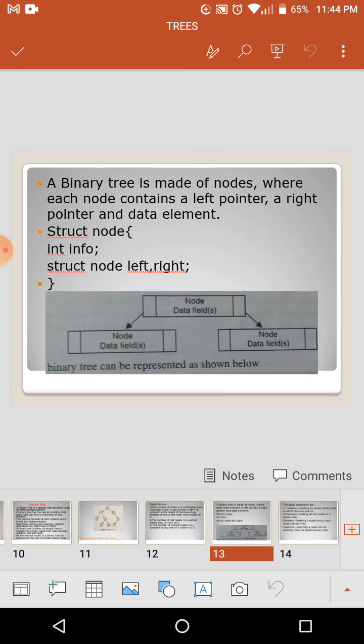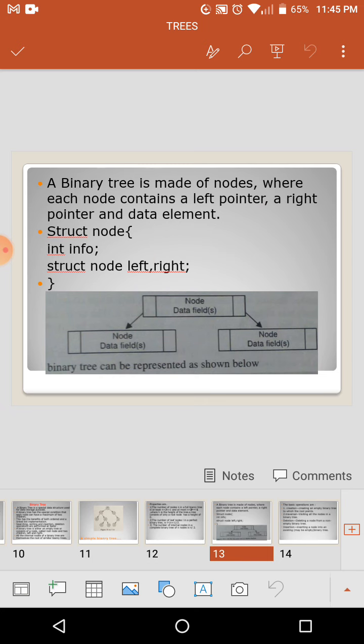Next, a binary tree is made of nodes. You know that a data element is represented in the form of nodes, where each node contains a left pointer, a right pointer, and the data element. Just like a doubly linked list representation, a data node has a left link and a right link.